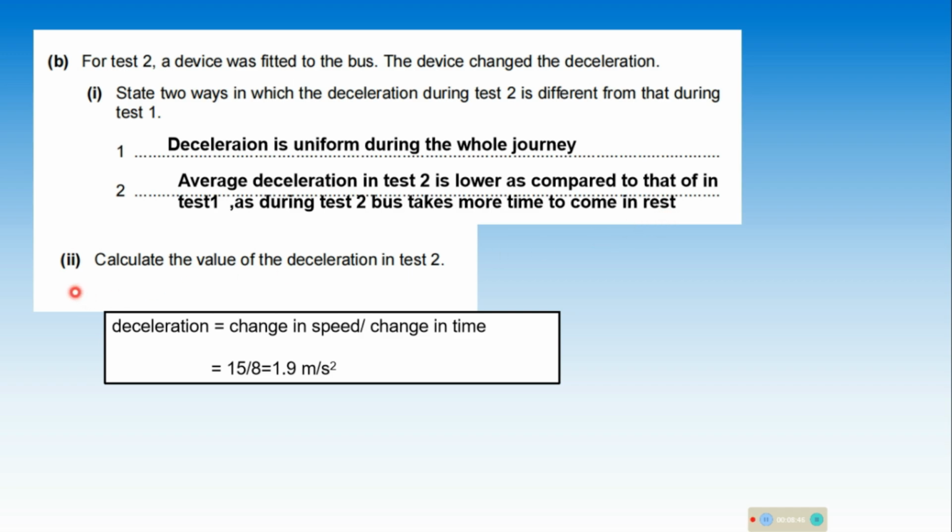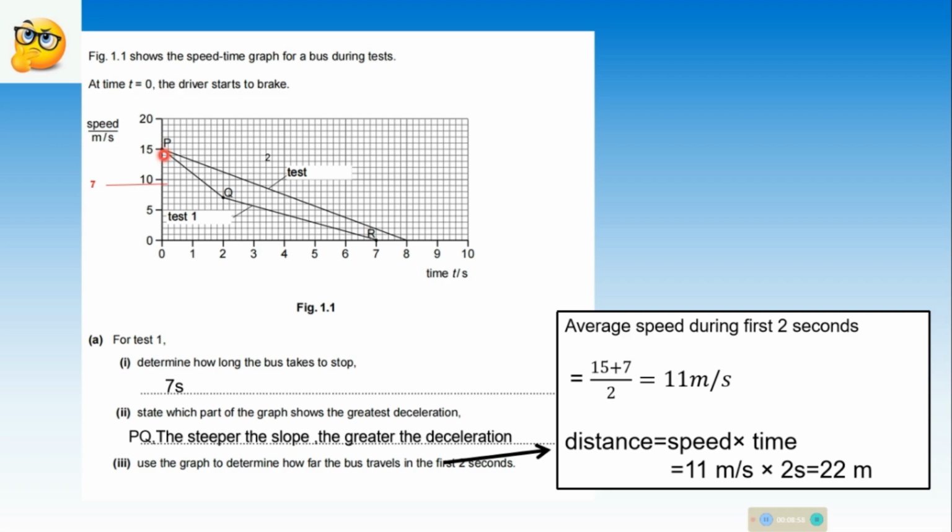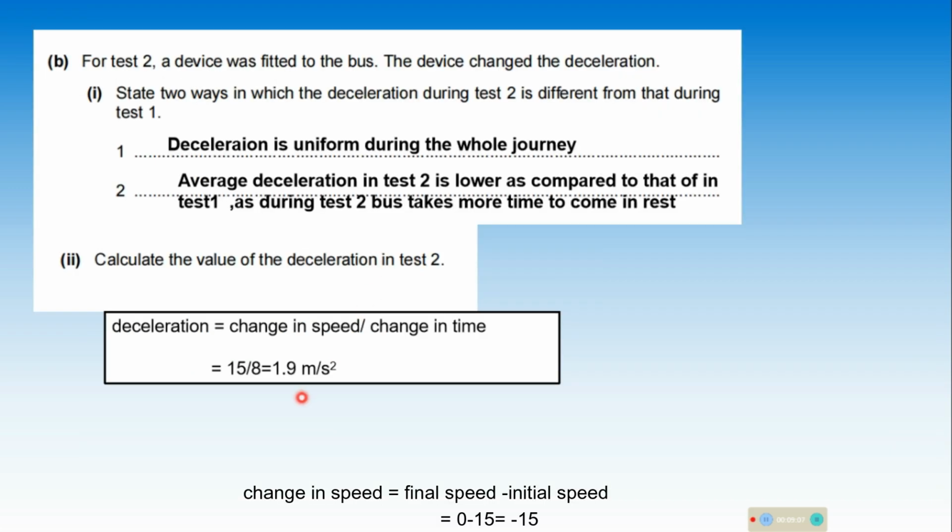Calculate the value of the deceleration in test 2. It is again change in speed divided by change in time. So change in speed is 15 minus 0, which is 15. Change in time is 8 for test 2. So it is 1.9 meters per second squared.